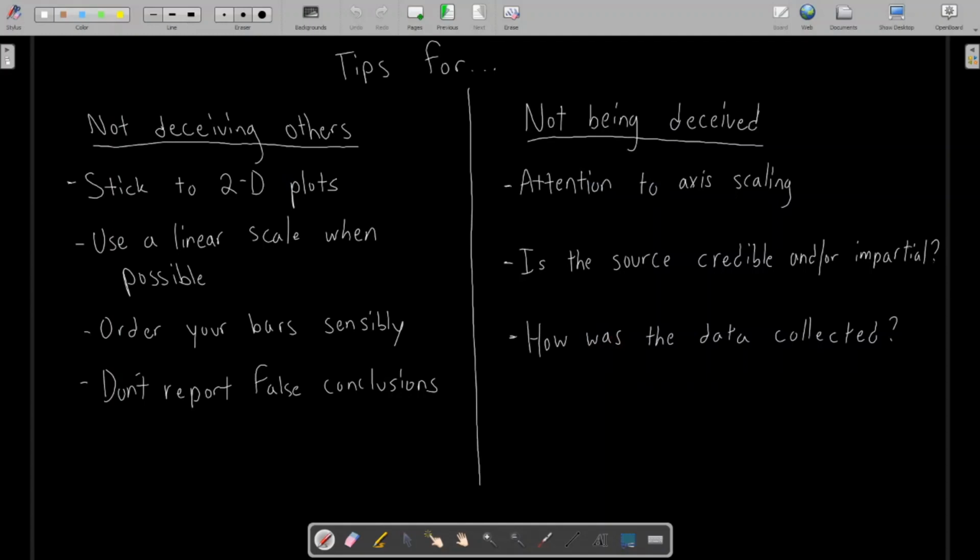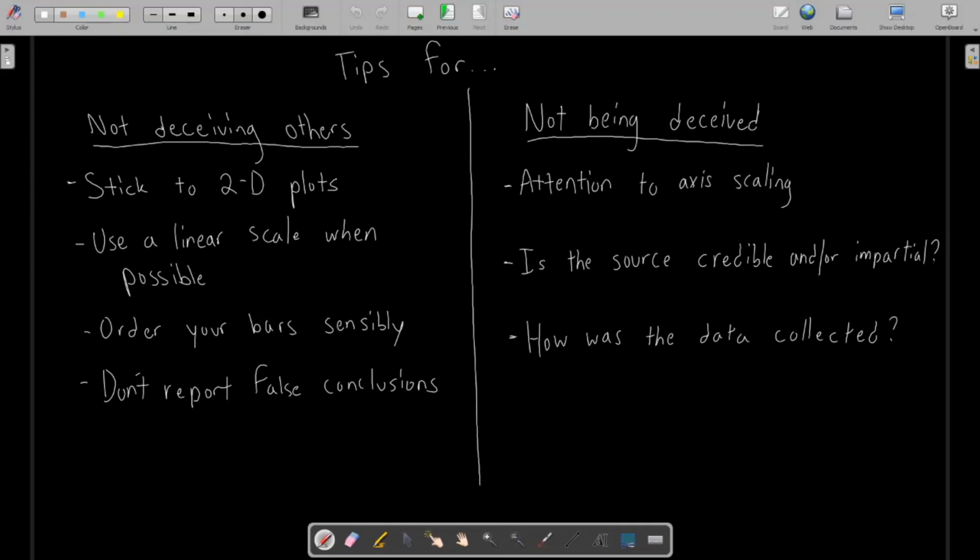And so, in conclusion, some tips for not deceiving or misleading other people with your graphs is to stick to those 2D charts, stick to those rectangles in your bar graphs and histograms. Don't make them go wider or narrower in width. Use a linear scale when possible. Sometimes the numbers will change really fast and you'll be forced to use a logarithmic scale, which we'll get into in some future video. But in general, stick to a linear scale.